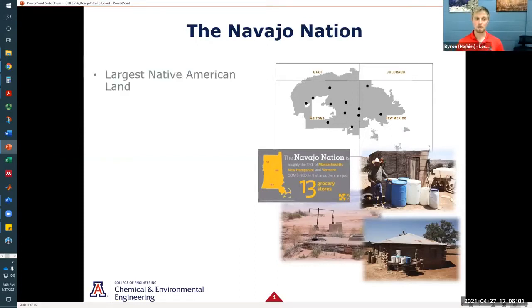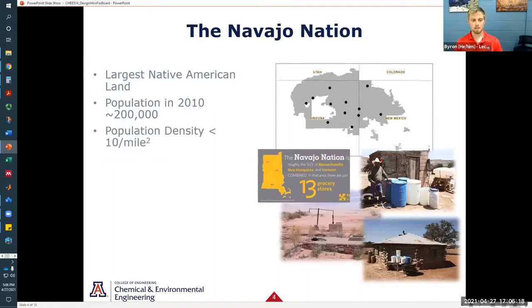But for those that don't know, the Navajo Nation is actually the largest Native American land. It's monstrous. It occupies the Four Corners outside of Colorado. In 2010, the population was around 200,000, and it's grown over the past decade. There is a population density of less than 10 people per square mile, and that's one of the main challenges for our design group. Whenever you have such dispersed peoples, it can be fairly hard to have the infrastructure or the amenities that you see in a city like Tucson.